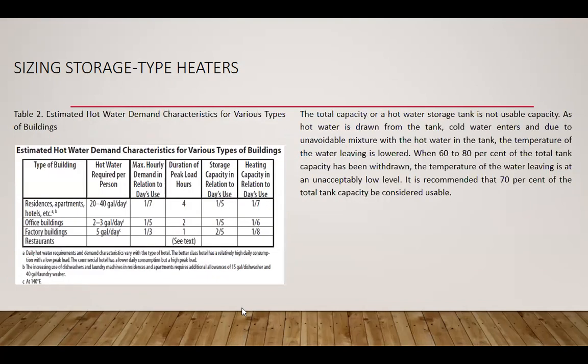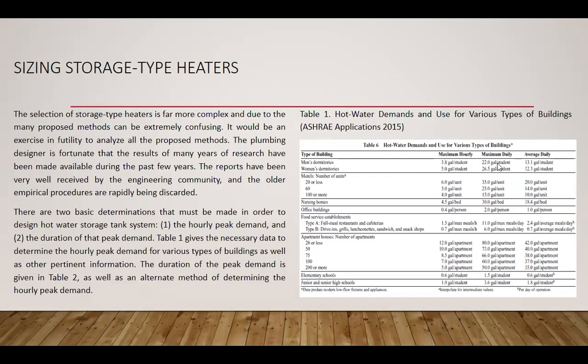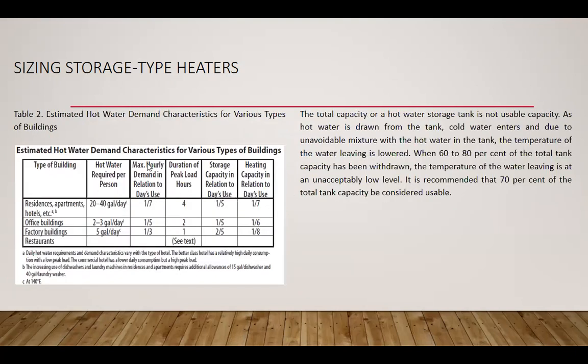Tingnan natin. So, ito yung Table 2, estimated hot water demand characteristic for various types of building. So, the resident, by building naman to, office building, factory, yan, 2 to 3 gallons hot water required per person. Maximum hourly demand in relation to days use, 1/5 of a day. Duration of peak load hours, 4 hours to 1 hour. So, ito yung nakuha mo yung peak, average peak dito. May example naman yun, diba? Maximum, yan, hourly. So, multiply mo to. Requirements. Storage capacity in relation to days use. Heating capacity in relation to days use. So, may example naman dito.